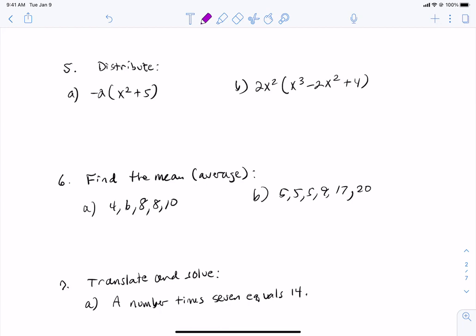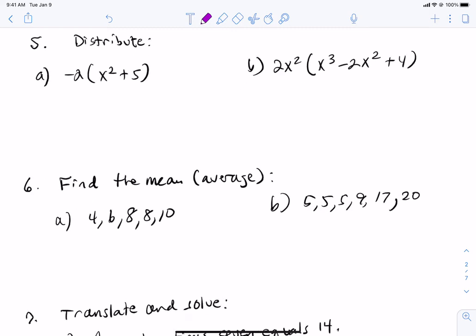Number 5 is about distributing a monomial, one piece, into something else. So remember how that's going to work. We're just going to take the -2 and distribute it, or multiply it, by both things that are in there. So that's just -2x squared minus 10. Now make sure to distribute the negative and the 2. Both things go with it.